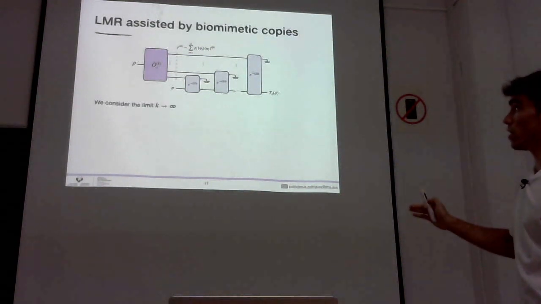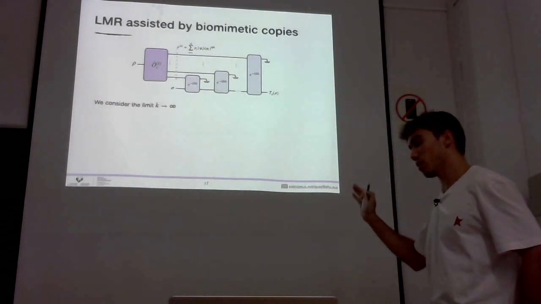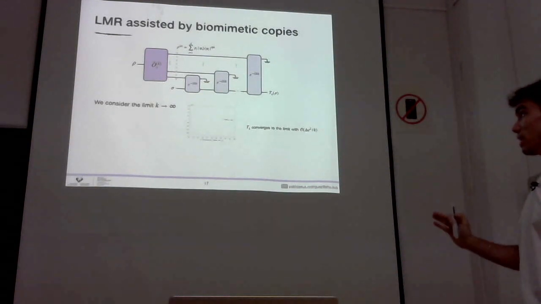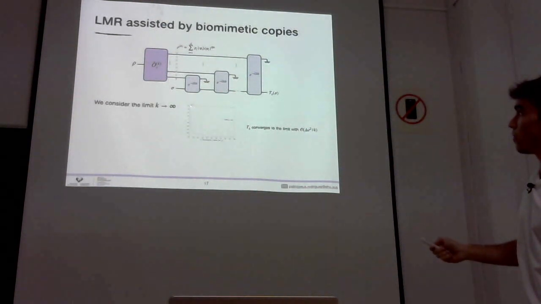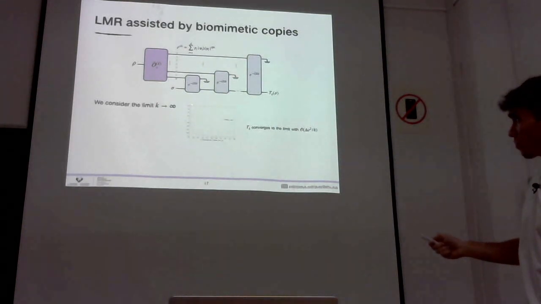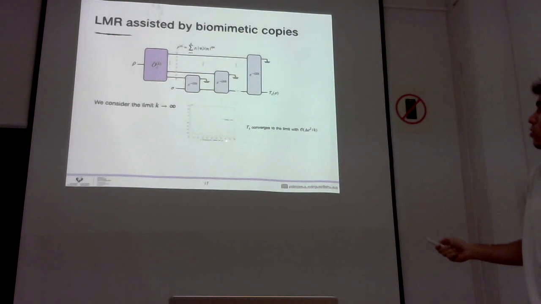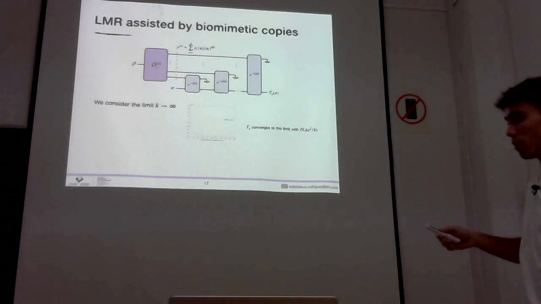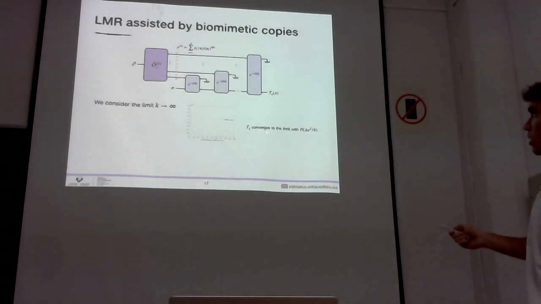We will consider the limit where the number of biomimetic copies that I create from a single one is infinity. So it makes sense to consider this limit. I'm sorry, this is not very clear, but this is how this operation converges with the number of biomimetic copies. It makes sense to consider an infinite number of copies because we can go very quickly to the convergence regime of this operation. In fact, this converges with 1 over k.